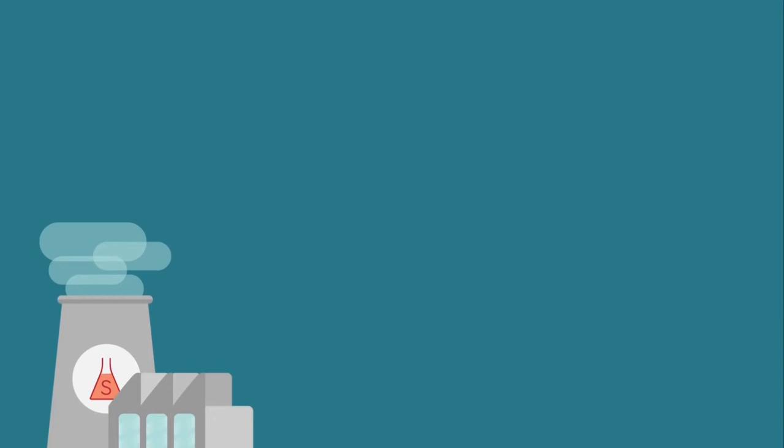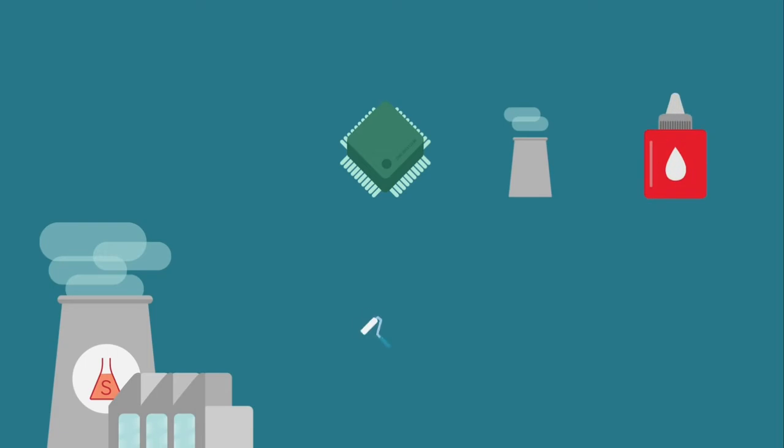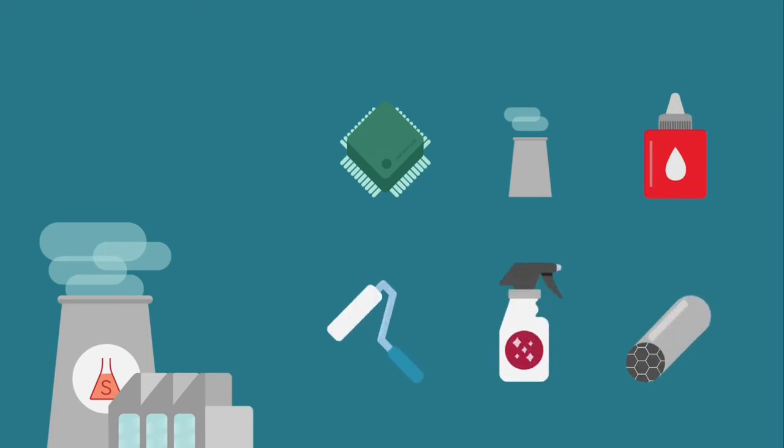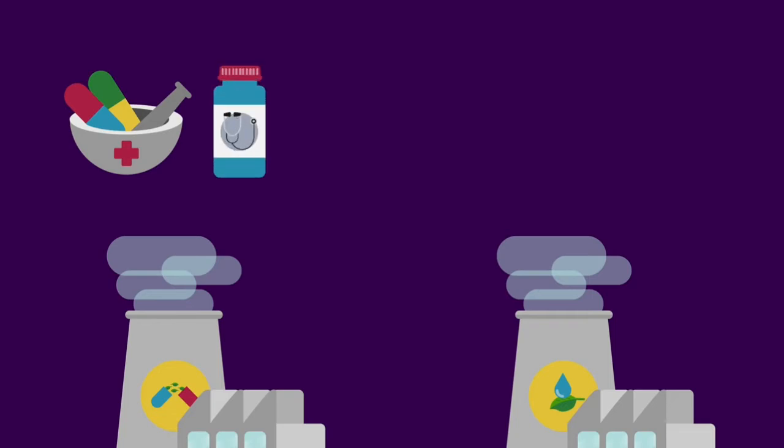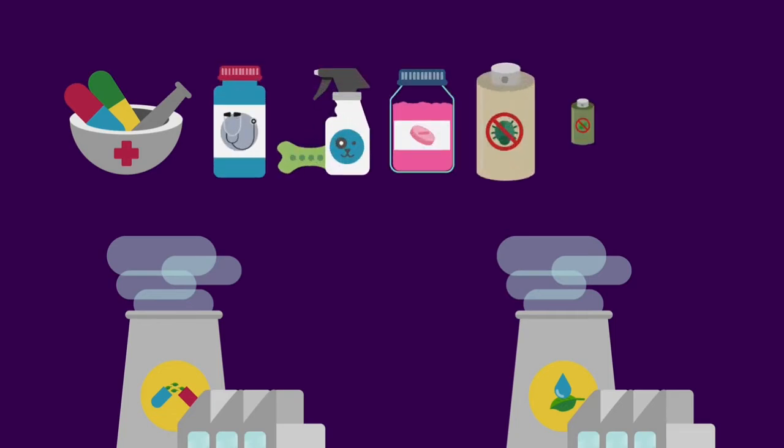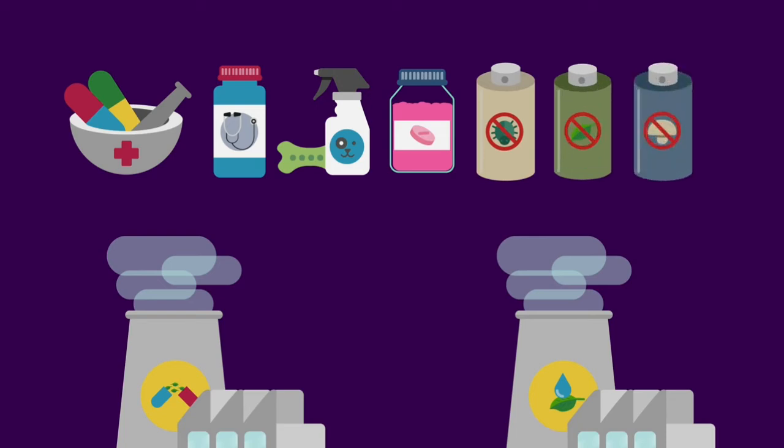Then there's the speciality chemicals, things like electronic chemicals, industrial gases, adhesives and sealants, coatings, industrial cleaning chemicals and catalysts. And then life science chemicals. These include the pharmaceutical and agrochemical industries. These industries produce biological substances, drugs and medicines, diagnostic chemicals, animal healthcare products, vitamins, pesticides, herbicides and fungicides.